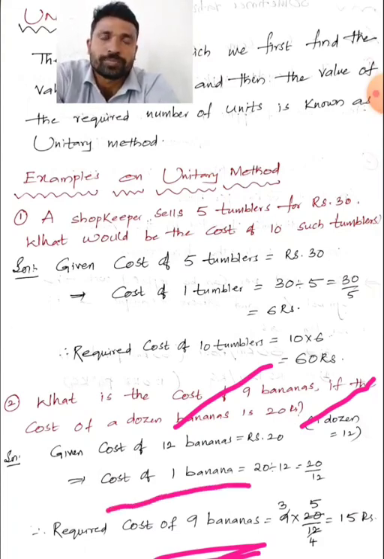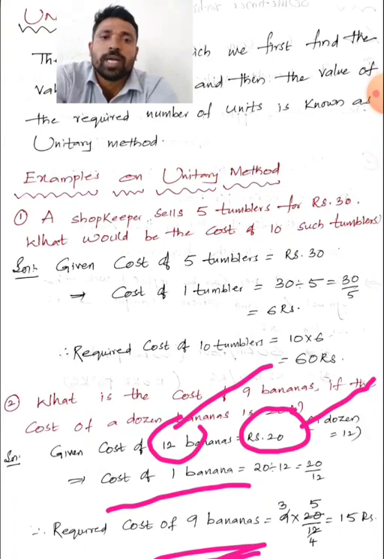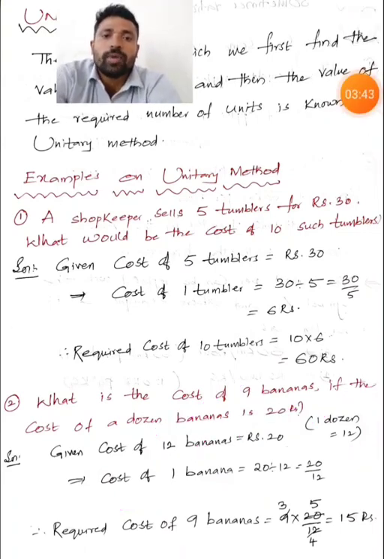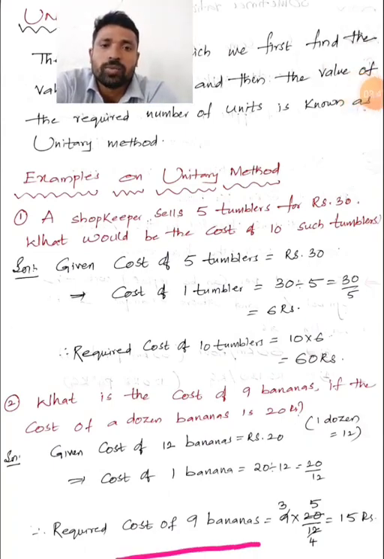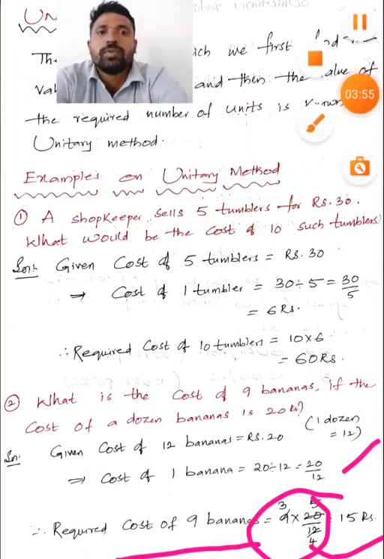Okay, since we are solving this problem by using the unitary method, we have to find the cost of 1 banana first of all. Cost of 1 banana means 20 divided by 12, means the cost of 1 banana is 20 by 12 rupees. Now what we have to find? We have to find the cost of 9 bananas. Cost of 1 banana is 20 by 12, then the cost of 9 bananas means 9 into 20 by 12. On calculation you will get 15 rupees. At last, the cost of 9 bananas is 15 rupees.